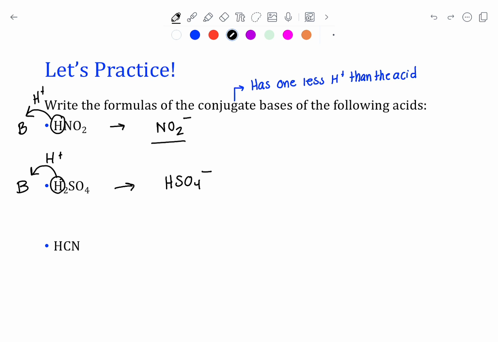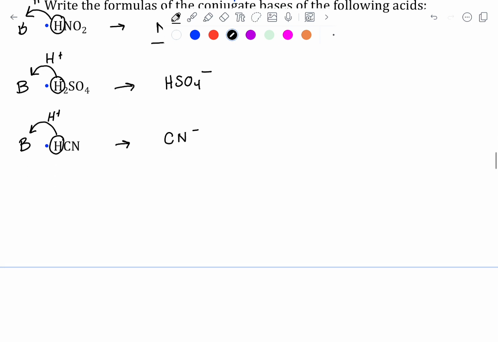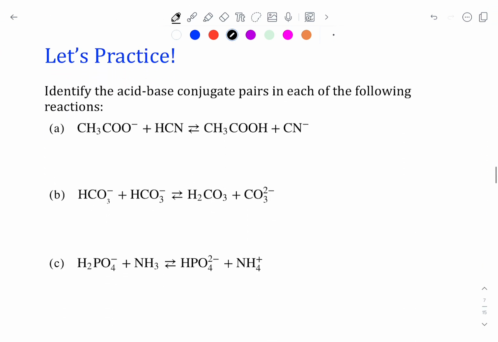Finally, we have HCN. So the only hydrogen it can give up is this hydrogen here. It's going to be removed and donated to the base. Therefore, our final formula is going to be CN- with a minus charge because I've given up just my one proton.